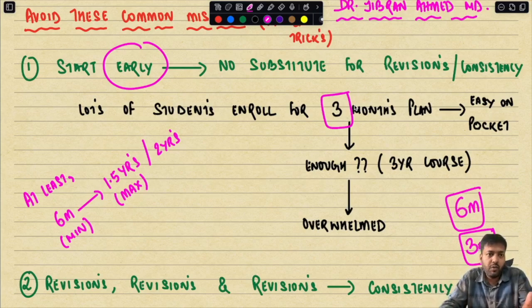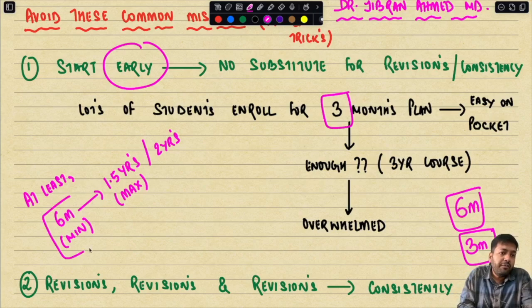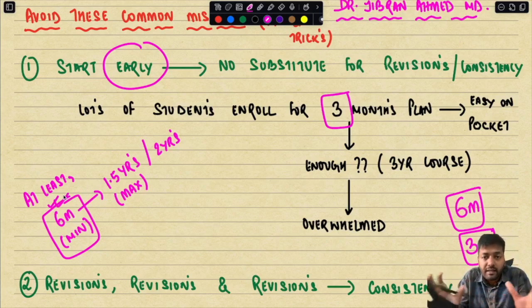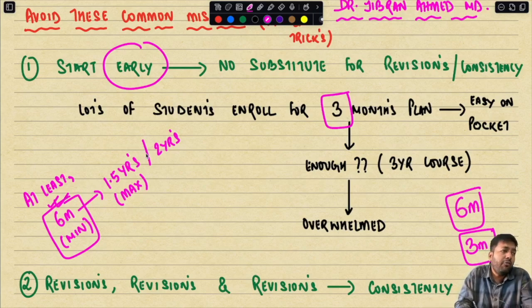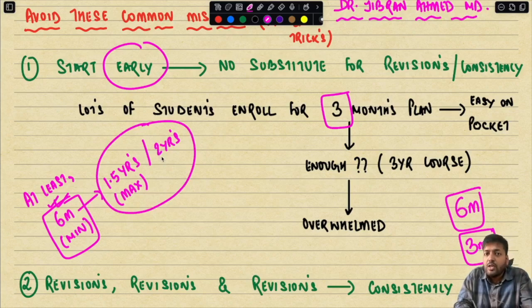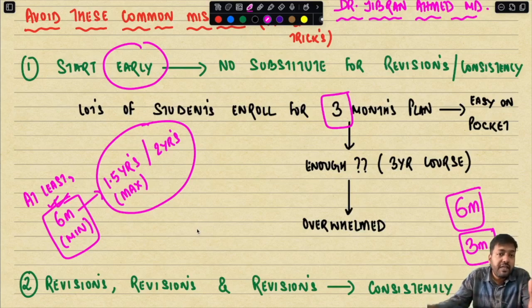Not at all. The minimum amount of time that you require to cover the course is 6 months, with revisions and everything, to make a meaningful impression. You can go up to 1.5 to 2 years if you try to complete the syllabus comfortably. That is why I need you to understand that 3 months is for revision. I have put out one video, the 90 days revision program. It is a revision program, not a program to finish the syllabus.